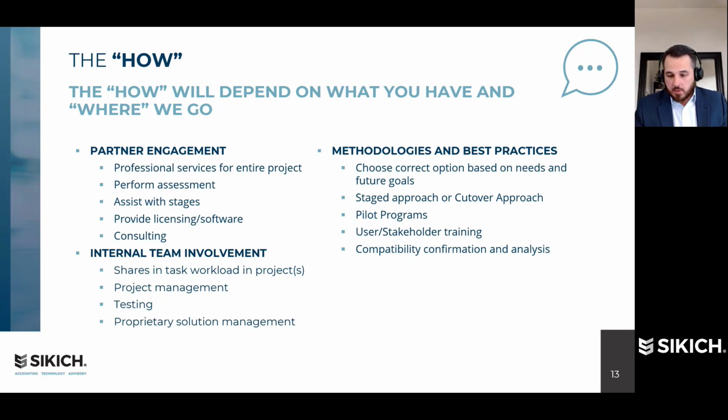So from a partner standpoint, a couple options really. They can be to scope out and provide professional services for an entire project from start to finish. So discovery, the scoping, the delivery, implementation, project management, all those pieces completely done by a partner like Sikich. Or sometimes we start with performing an assessment. An assessment is a great way to determine the what, to have a third party either do it all or assist to say, let's do a complete analysis. Let's make sure we're not missing anything.